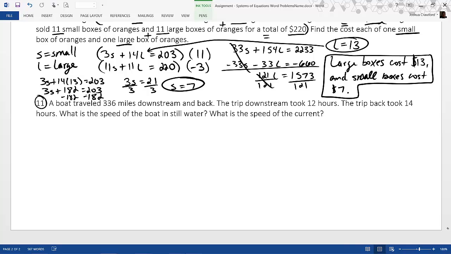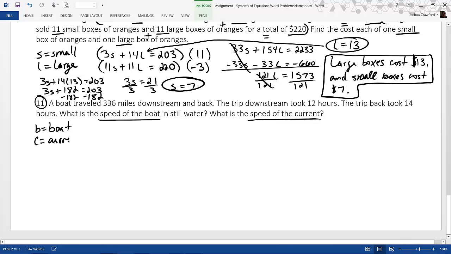So what are we trying to solve for? Speed of the boat, speed of the current. So 2 variables, B for boat, and C for current. Okay, now let's go ahead and try to figure out our equations.